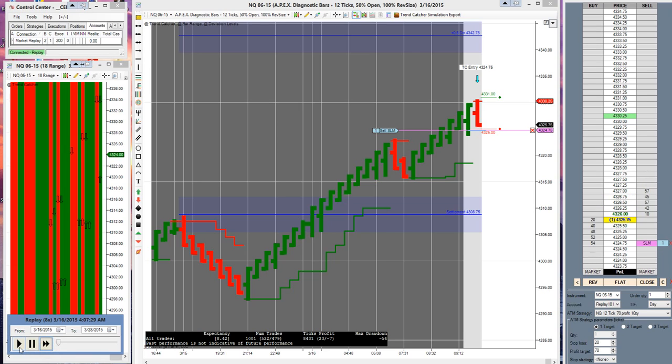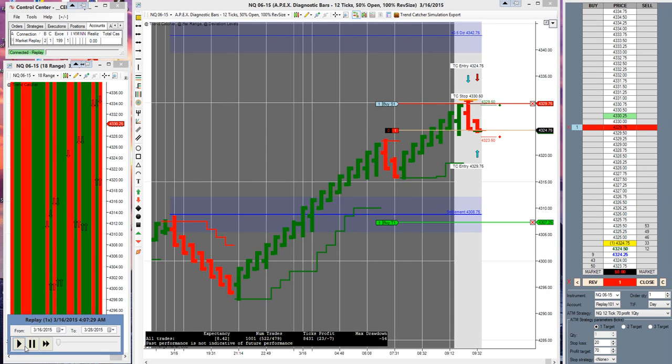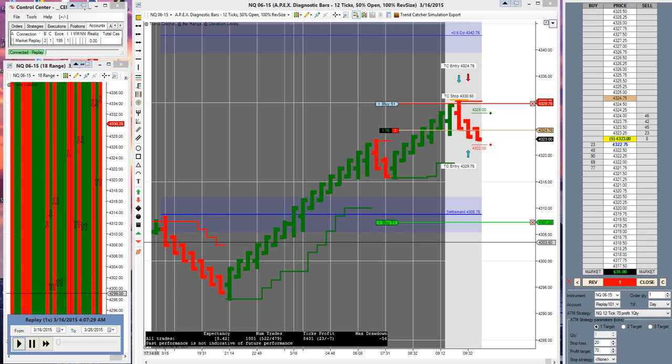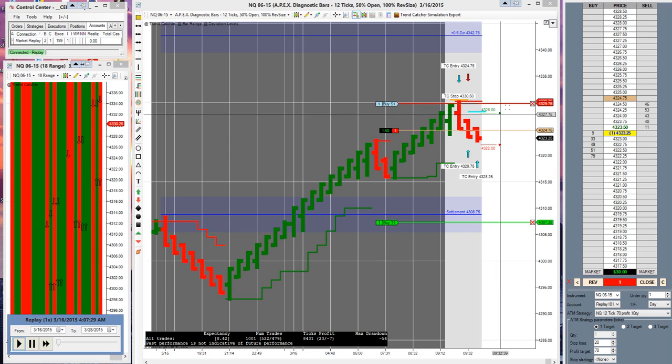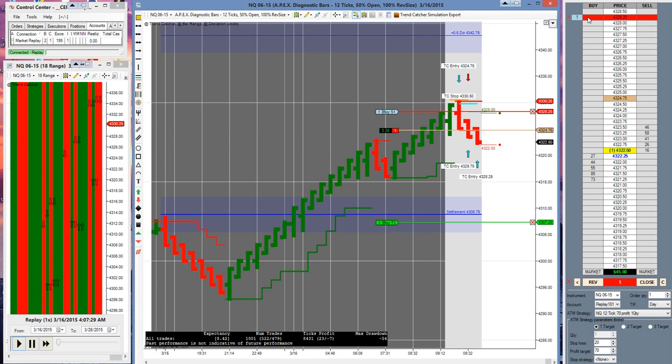Speed it up a bit. Okay, so now we're in the sell trade, and the sell trade was confirmed, so a little red right there. Move down. We're going to place a pending buy order in case it comes back up against us. Right now the stop is right there, and it's automatic from our ATM strategy.